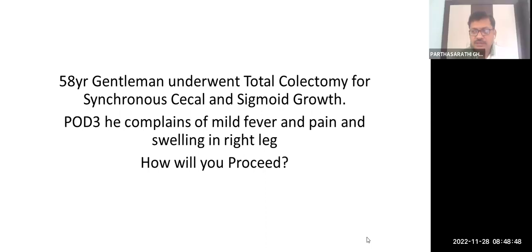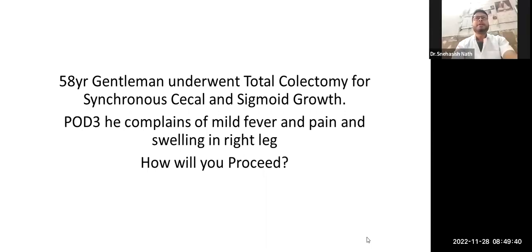Suppose in this particular case that we were discussing today, you are suspecting a DVT, and you are having 100 ml of blood every day in the drain. So the patient is having a bleeding episode as a post-operative complication. Whether you will offer the patient heparin? The patient also has an established DVT in the proximal veins, and again has some bleeding present in the drain every day. So how will you manage this case?